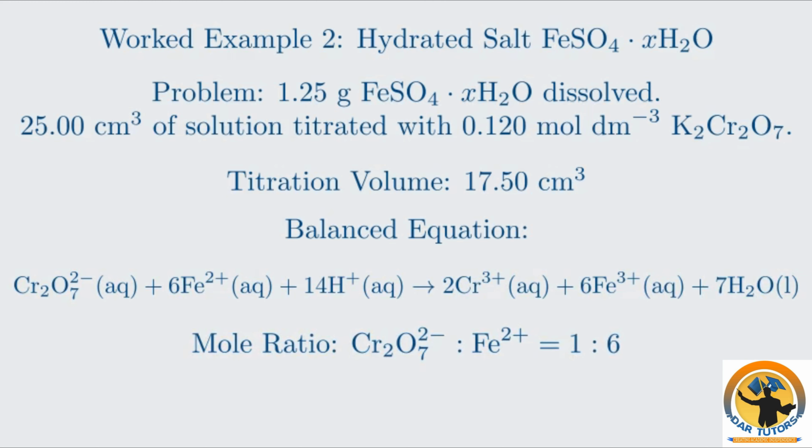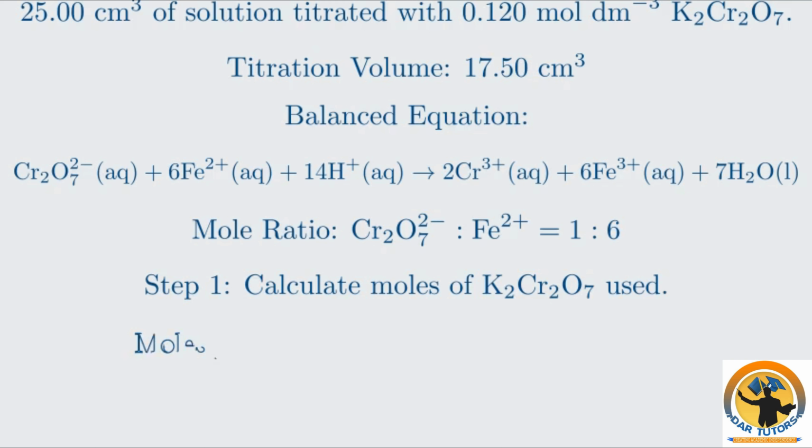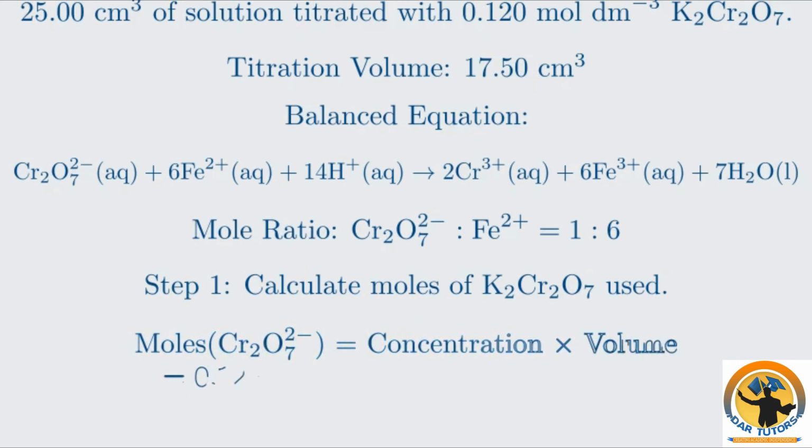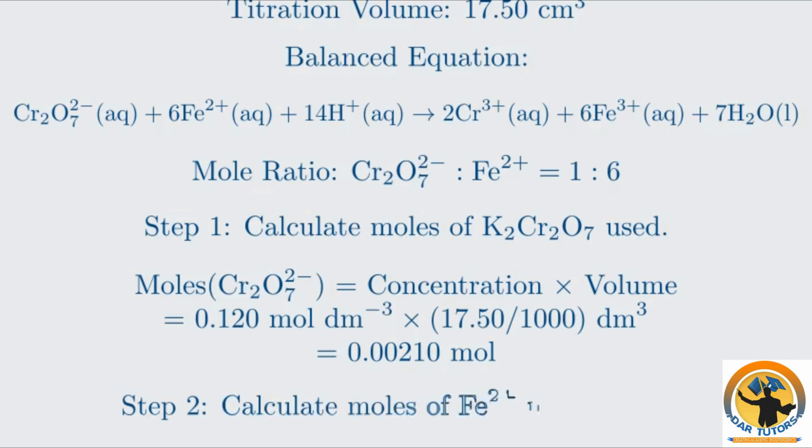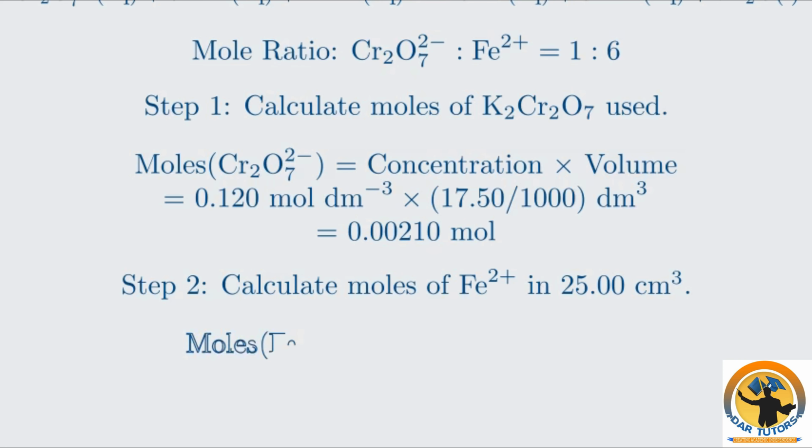Our first step is to calculate the moles of the titrant used. The volume of dichromate solution used was 17.50 cubic centimeters, or 0.0175 cubic decimeters. The concentration was 0.120 moles per dm3. Multiplying these gives us 0.0021 moles of dichromate ions. Now we use the stoichiometry to find the moles of iron(II) ions that reacted. Since the mole ratio is 1 to 6, the moles of iron(II) ions must be 6 times the moles of dichromate.